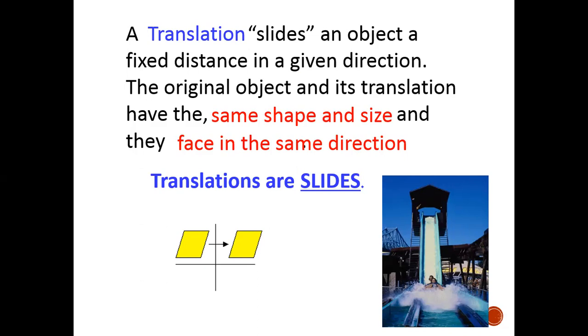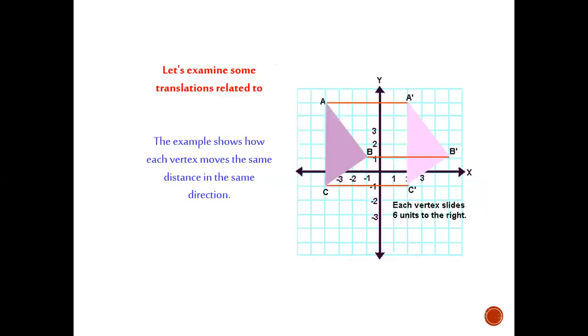We are going to see some examples. Let's examine some translations related to coordinate geometry. In this chapter, you're not going to learn about coordinates, but this is just a review so that you can understand how a translation works. The example shows how each vertex moves the same distance in the same direction.